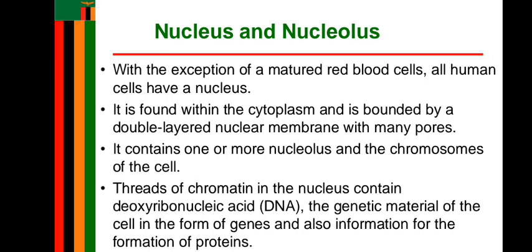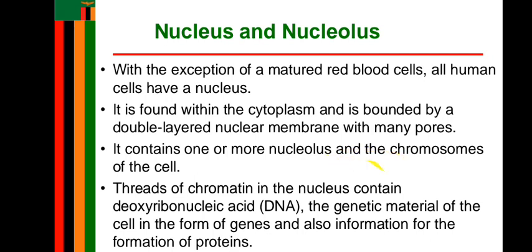When these red blood cells are formed, they usually come with the nucleus. But when these cells mature, the nucleus disappears and is replaced with hemoglobin. The hemoglobin contains iron that increases its affinity to bind to oxygen. So all human cells have a nucleus except the matured red blood cells. The nucleus is found within the cytoplasm and is bounded by the double layered nuclear membrane with many pores.